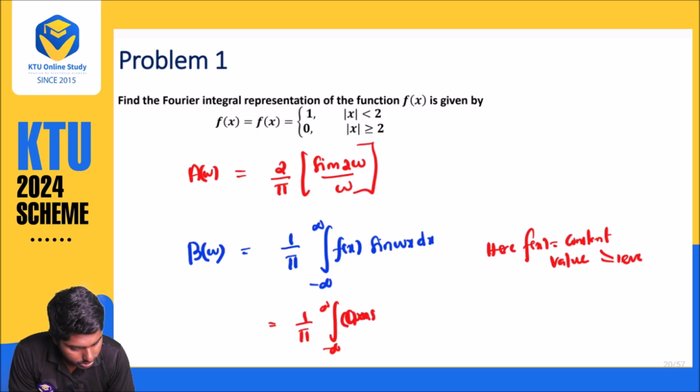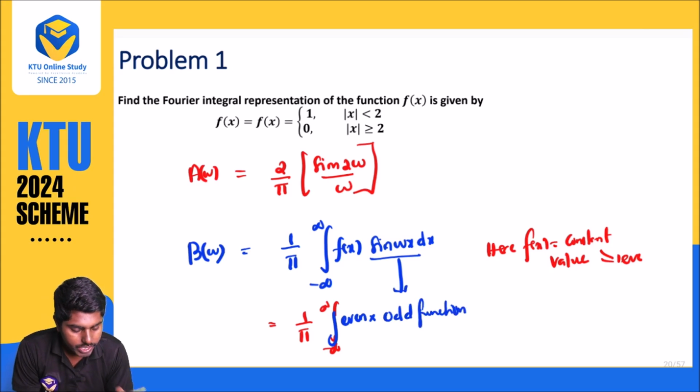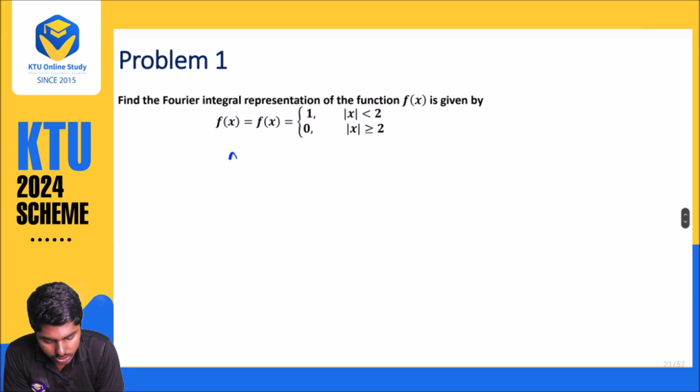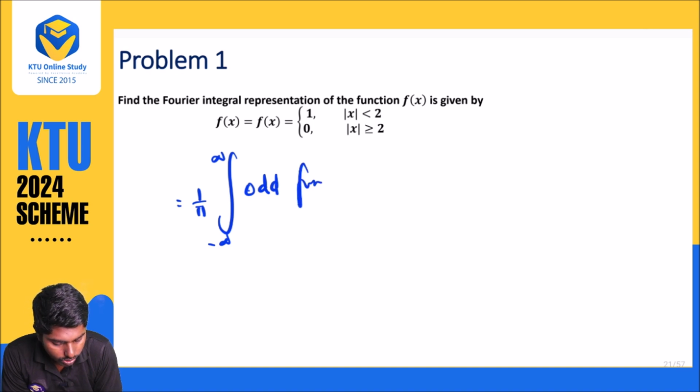So we can say that is an even function. What about sine? Sine is an odd function. Even into odd function is nothing but an odd function. So whenever an odd function is coming, you are getting an odd function in 1 by pi from minus infinity to infinity, and even into odd will become an odd function only.